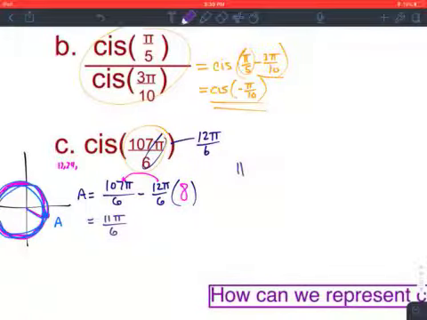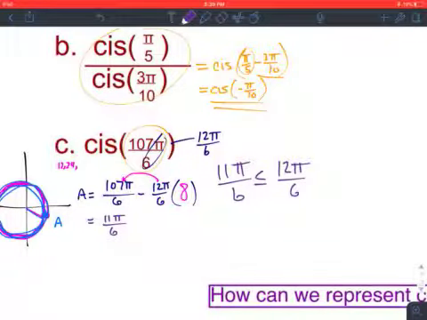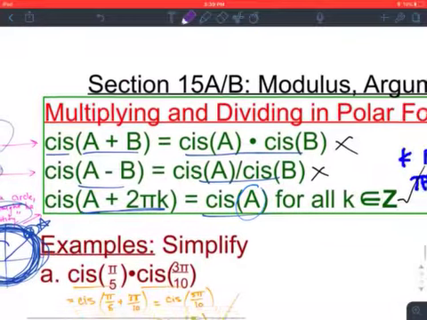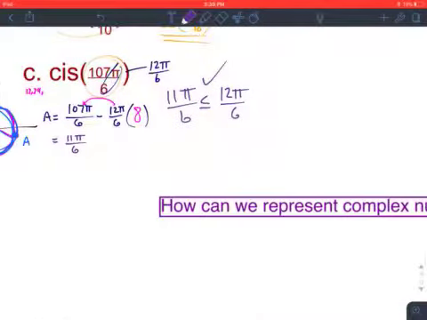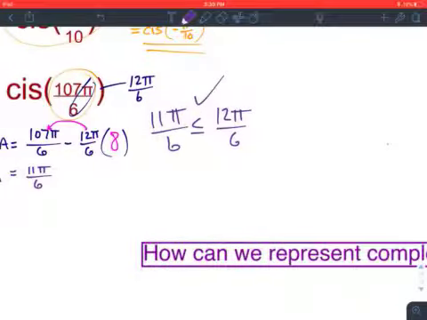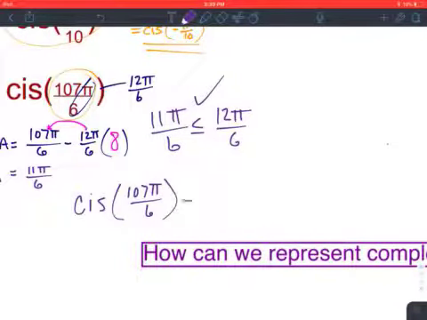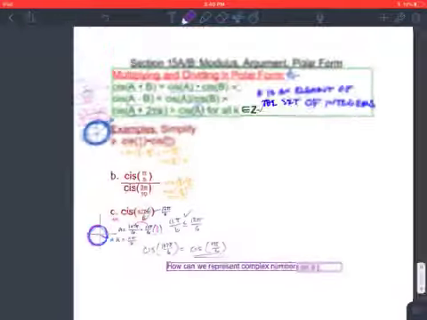This number, 11 pi over 6, is less than 2 pi. So that means that we're good. This is the first number that we can use. So this is our A. So A is equal to 11 pi over 6. So if we simplified, we said CIS 107 pi over 6 is equal to CIS 11 pi over 6. And you're done.